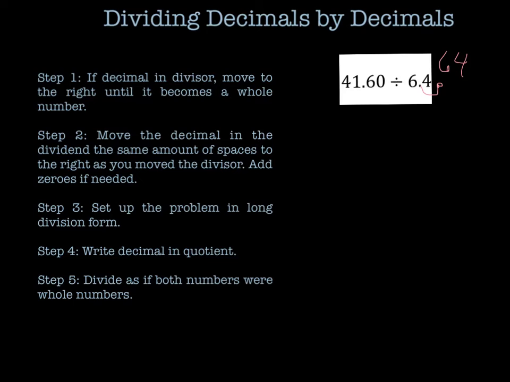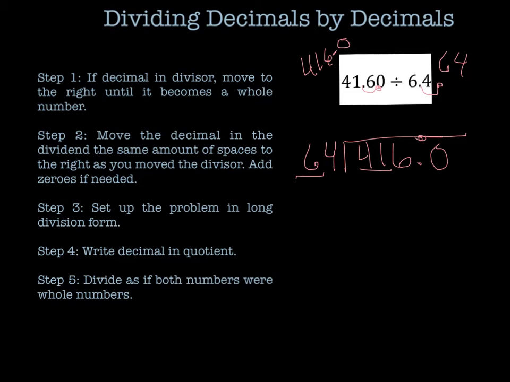And step 2 says, move the decimal in the dividend the same amount of spaces to the right as you move the divisor. And if you have to, you can add zeros, meaning if there's an empty place value. So I'm going to move this, which now gives me 416. So I have 416 divided by 64 now. And now I'm going to set up the problem in long division form. So 416 divided by 64. So in my head, I'm thinking, how many times will 64 go into 416? And what I do is I think, how many times will 6 go into 41? I always look at the first number to give me a hint.